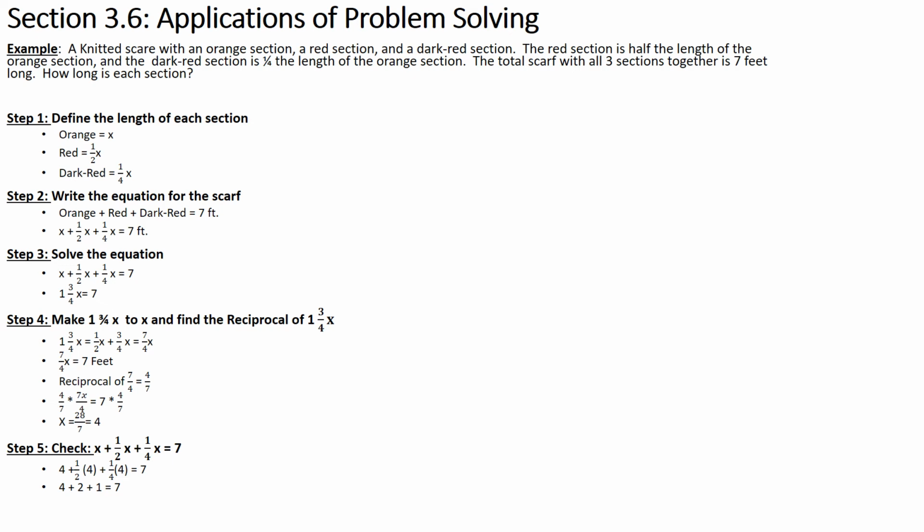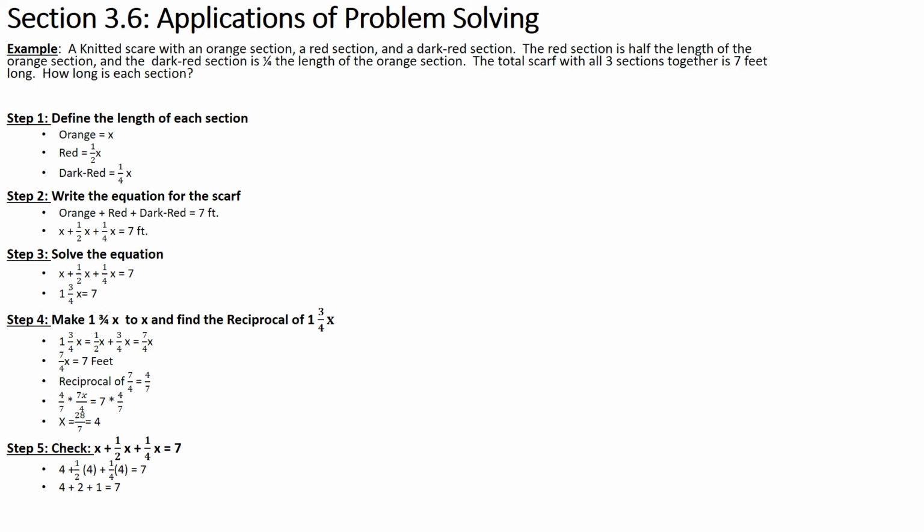So let's define our unknowns. We don't know how long any of them are. But it said the red section is half the length of the orange section. So we'll call the orange one x. That means red is 1/2 x. It also said dark red is 1/4 the orange section. So it's 1/4 x. And we know all three sections make up 7 feet. Orange plus red plus dark red is 7 feet. And I've already said orange equals x, red equals 1/2 x, dark red equals 1/4 x. So x plus 1/2 x plus 1/4 x equals 7 feet.